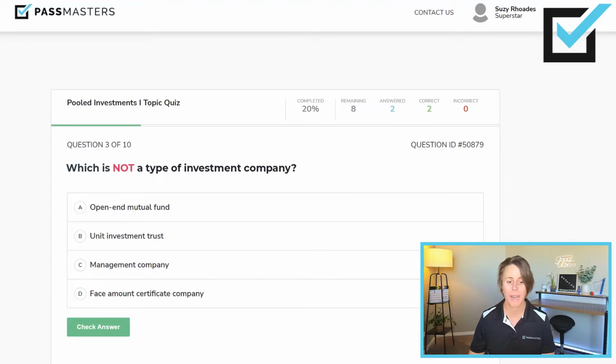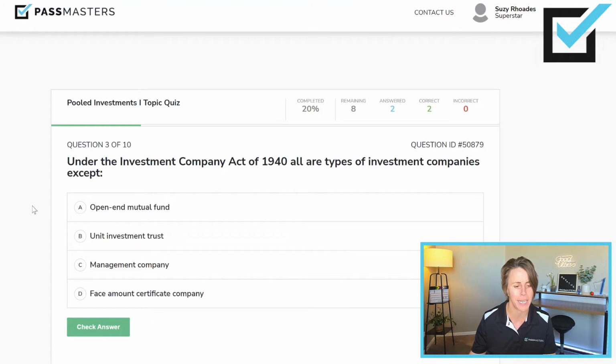Choices are open-end mutual fund, unit investment trust, management company, and face amount certificate company. Those last three are the three types of investment companies under the Investment Company Act of 1940. Open-end mutual funds fall under the category of management companies. All mutual funds are management companies. An open-end mutual fund is not a type of investment company, so that is the correct answer.